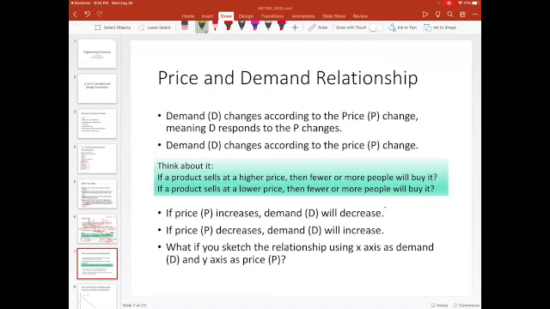Okay, so this is something new, the price and demand relationship. Think about that. Price is how much you sell a product for, and demand is how much is consumed, how much is bought in the market. The first thing about demand and price is that demand D changes according to the price P.